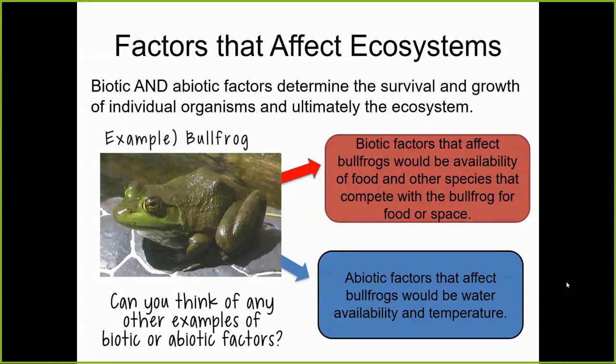For example, we have a bullfrog, pretty popular here in Michigan. A lot of them exist in our ponds and lakes. Biotic factors that affect bullfrogs are the availability of food. How many insects are available? Other species that might compete with the bullfrog for food or space. Okay, so maybe there's not enough food. They're not going to have a big population. Maybe there are some birds in the area or fish in the area that are out-competing this poor little frog for food. Biotic factors can affect him.